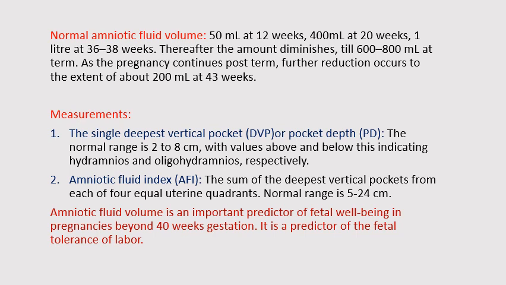Next is amniotic fluid index, where we take the sum of the deepest vertical pockets in the 4 uterine quadrants, and the normal range here is 5 to 24 centimeters. The amniotic fluid volume is an important predictor of fetal well-being in pregnancies beyond 40 weeks of gestation. It is a predictor of fetal tolerance of labor.